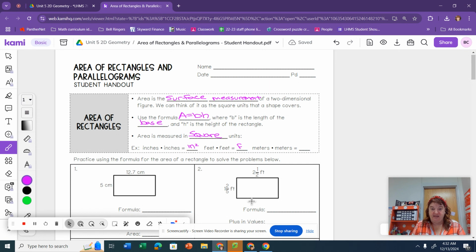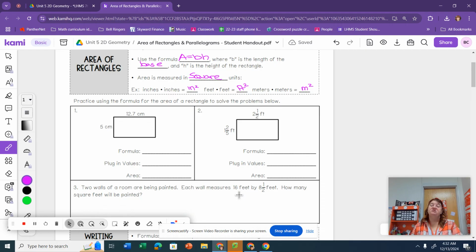So inches would be inches squared. Feet would be feet squared. Meters would be meters squared. Okay? So, again, remember, always write down the formula. Even if you think, oh, this is silly. Why am I writing down this formula? I know it. Trust me. Always write down the formula. Plus, when you're doing a test, you're going to get points for just writing down the formula.